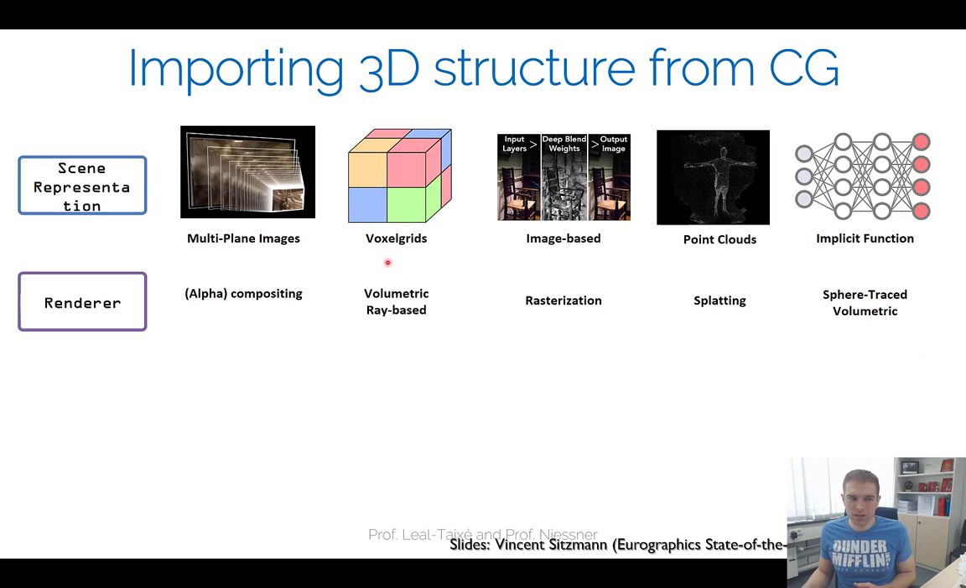Like this one we've just seen, volumetric ray-based. That's what this occlusion network was basically doing. If you take multiple images, decompose them, that's like alpha compositing. You can do rasterization. For points, you would use splatting. And for implicit functions, you can do stuff like sphere tracing and so on, right? So basically, we have these two aspects. On one hand, we have the scene representation, and we have the differentiable renderer.